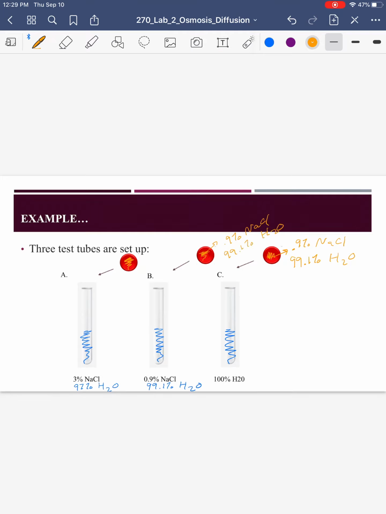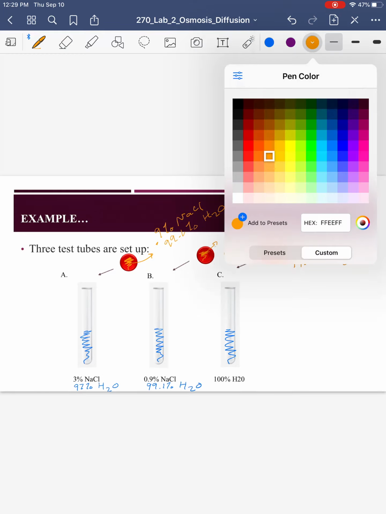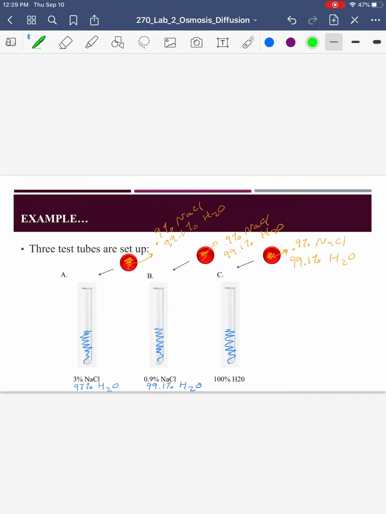99.1% water. And we're almost done, folks. Stay with me here. Excellent. Let's take test tube A as our example.